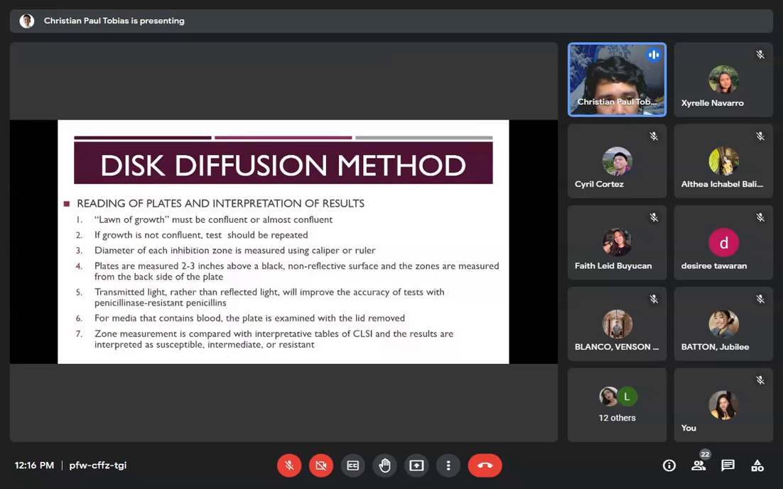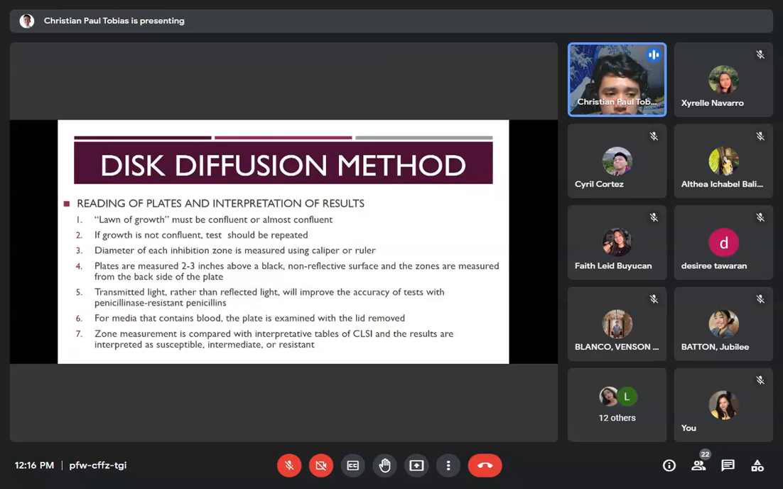So diameter of each inhibition zone is measured using a caliper or vernier caliper or ruler. Plates are measured 2 to 3 inches above a black non-reflective surface and zones are measured from back of the side or plate. Sabi ko nga, pag expert ka na, kahit nakabukas na yung plate mo, ganyan-ganyan mo na lang. Okay? And also, you can measure in front or from the back.